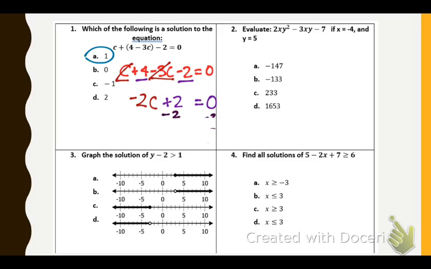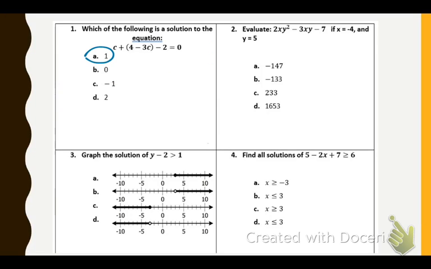I could what? I could plug them in. If I plugged in 1 everywhere I saw a C, so I'd plug in 1 plus 4 minus, what's 3 times 1? 3. Minus 2 equals 0. We do parentheses. What's 4 minus 3? Well, actually, you don't even need the parentheses anymore.